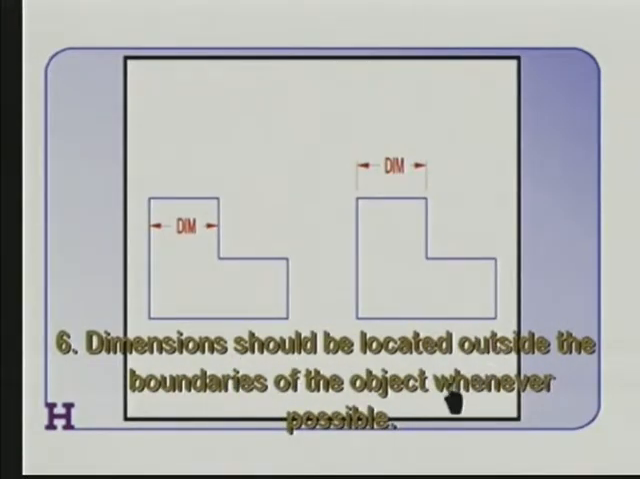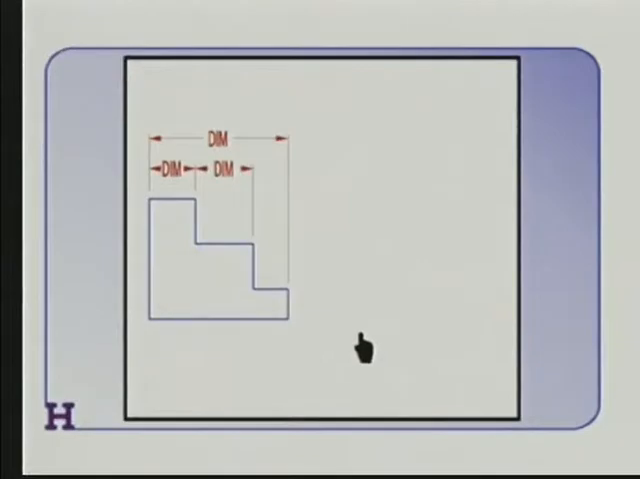Dimensions should be located outside the boundaries of the object whenever possible. Now, on a simple drawing, you would not confuse anybody if you put this dimension right there on the drawing itself, but it's not a good practice. As soon as you get to real parts, as soon as there's any complexity at all, if people start putting dimensions on the drawing itself, pretty soon you won't be able to tell what's the object and what's the dimension. So we keep the dimensions away from the definition of the shape of the object. We keep it off the object and use extension lines to move it out.